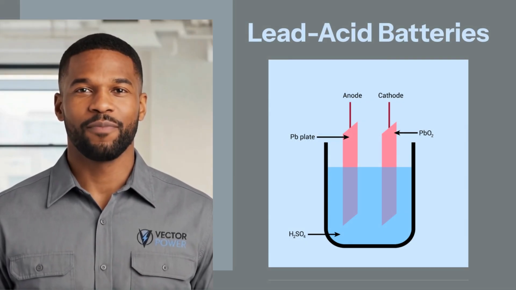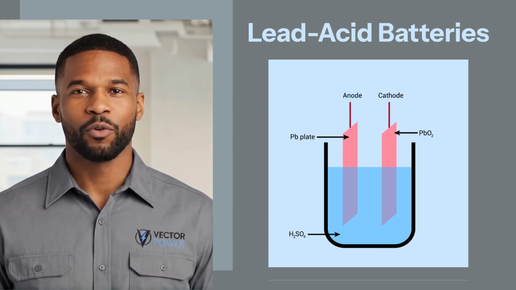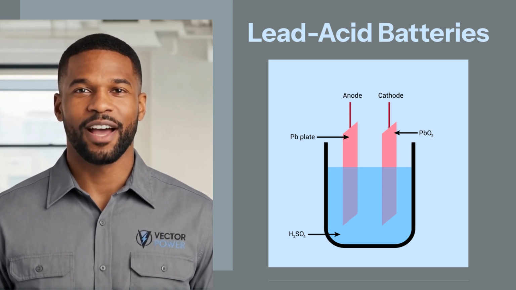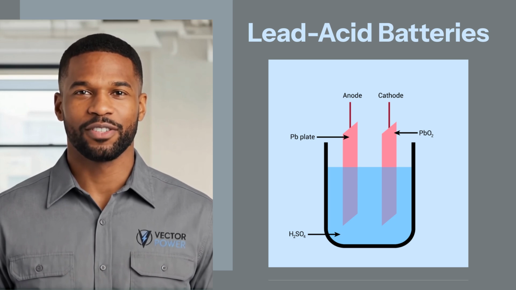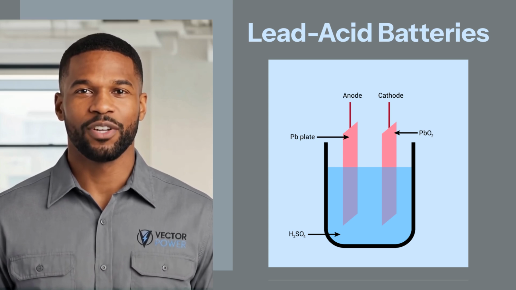The chemical principles of lead-acid batteries involve the electrochemical reactions between lead dioxide and sponge lead in the presence of sulfuric acid. When the battery discharges, lead dioxide reacts with sponge lead to produce lead sulfate and water, releasing electrical energy. Conversely, during charging, an external current reverses the reaction, restoring the original materials.